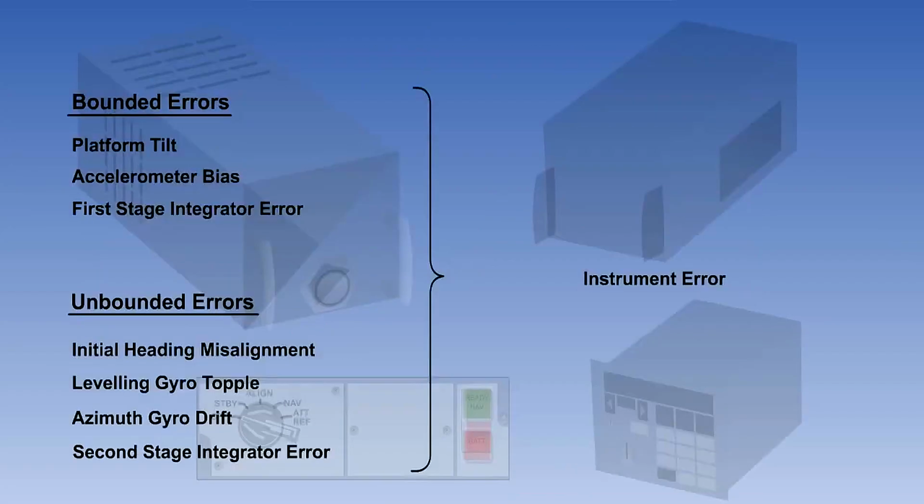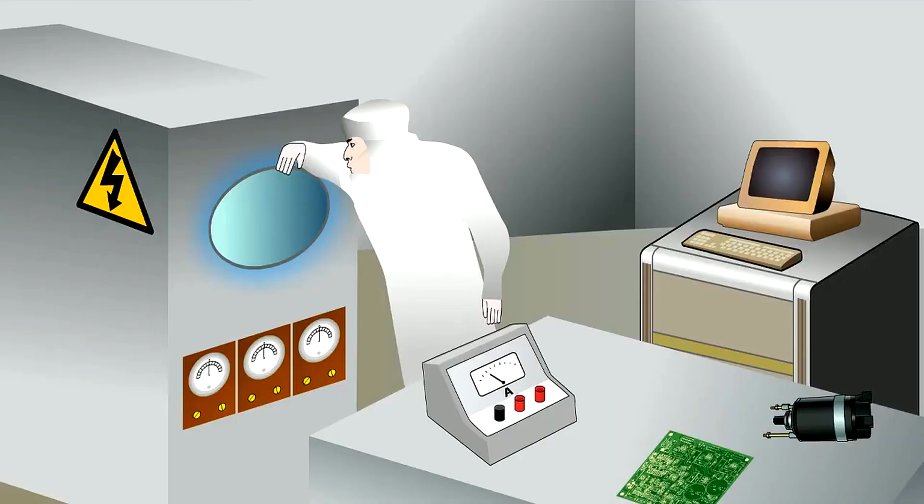How can we correct or remove these errors? The answer is that we can't. All of these bounded and unbounded errors result from limitations in the accuracy of the components of the INS. They arise from the accelerometers, the integrators, and the gyros. They can all be considered to be a more sophisticated form of instrument error. There is nothing that can be done about them within the INS itself, except to improve engineering standards.